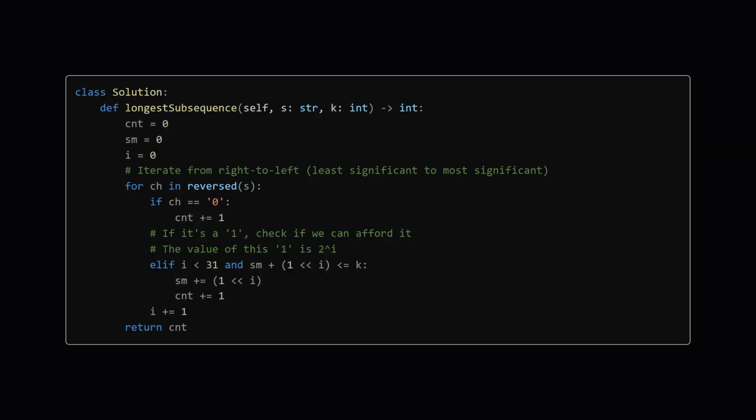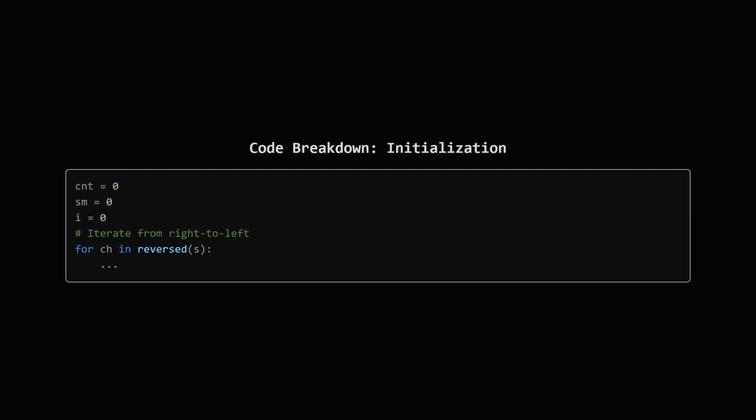Okay, here is the complete Python code that implements our greedy strategy. I know it might look a little dense at first, but it's actually doing exactly what we just discussed. Don't worry, we're about to go through it piece by piece. First, we set up our tools. We have a variable called cnt to count the length of our subsequence. We have a variable called sum to keep track of the binary value we're building. And i will be our bit position counter, starting from 0 for the rightmost bit. Then, the loop begins. We're iterating through the string s in reverse, from the last character to the first.